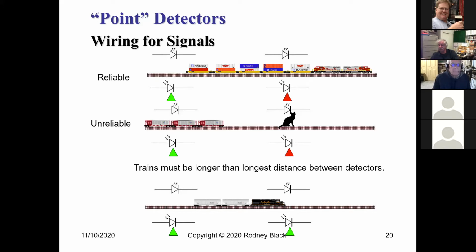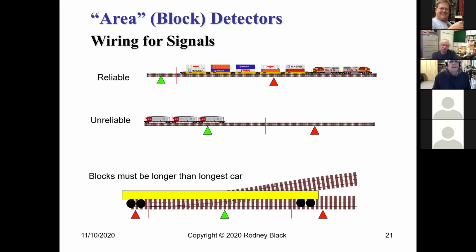But my experience is that if you try to use point detectors for block detection, you can do it in a more elaborate scheme, but you're going to find some complexities in terms of timing, or you have to put in some timers, or you have to start determining direction of travel or things like that. Or you just make sure all your trains are longer than the longest distance between your detectors. Let's talk about block detectors.